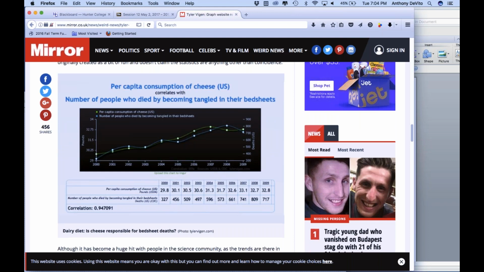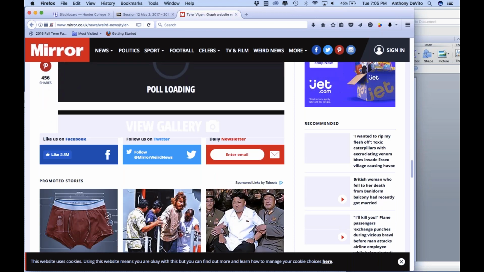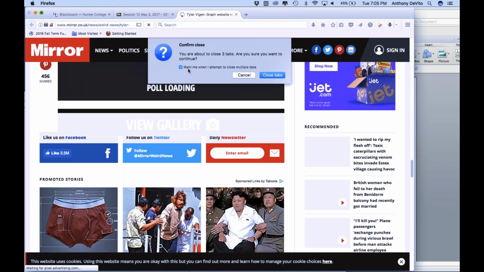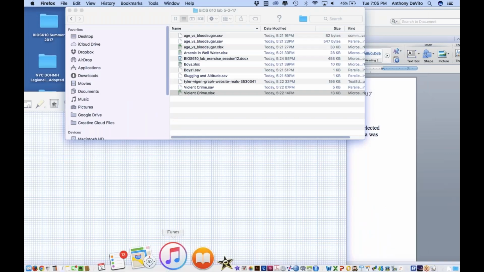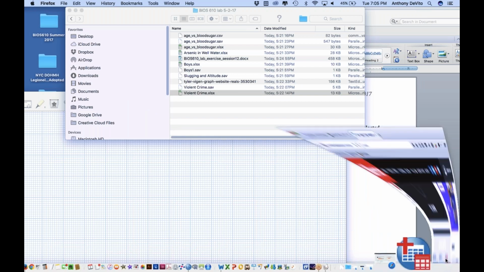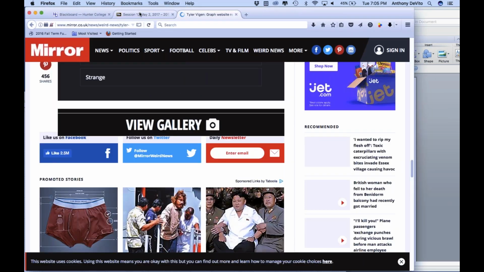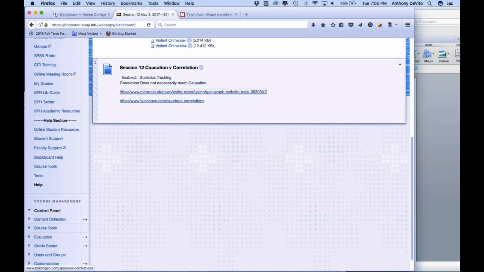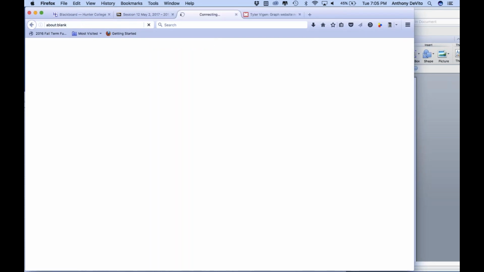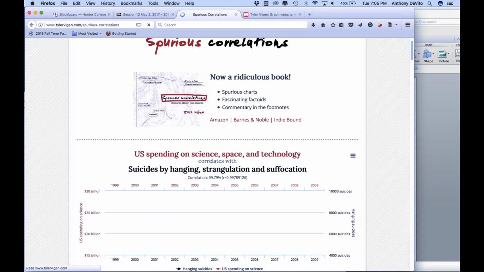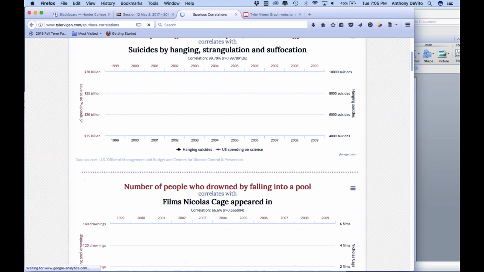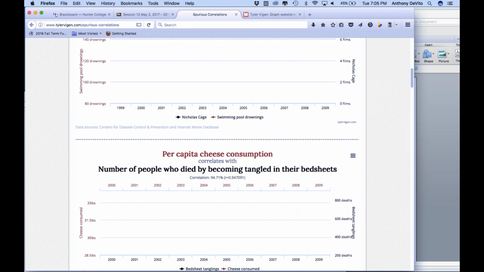We've got the per capita consumption of cheese. Let's see if we have a couple of others. I have a link to his website on Blackboard that'll give me some more. Let me try another one. Shouldn't have done that. Let's go back here. No problem with it. Slow loading websites. Here we go.